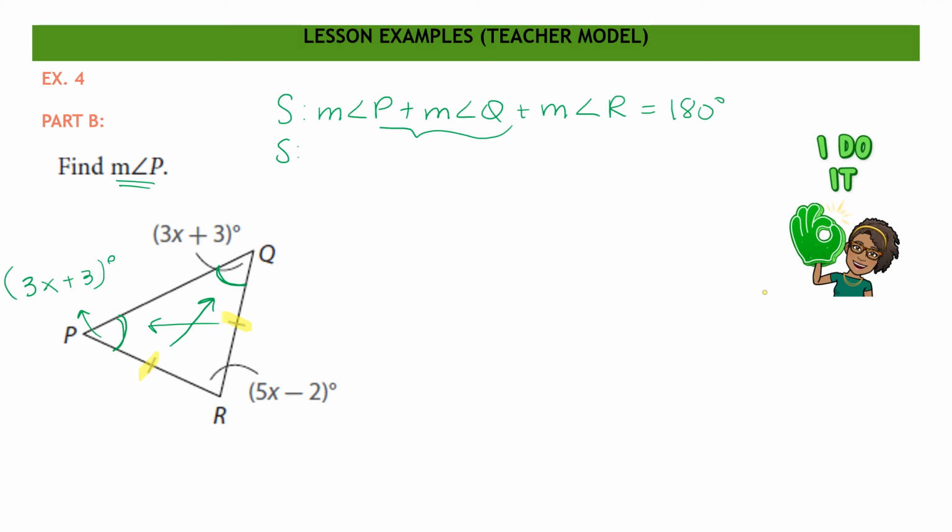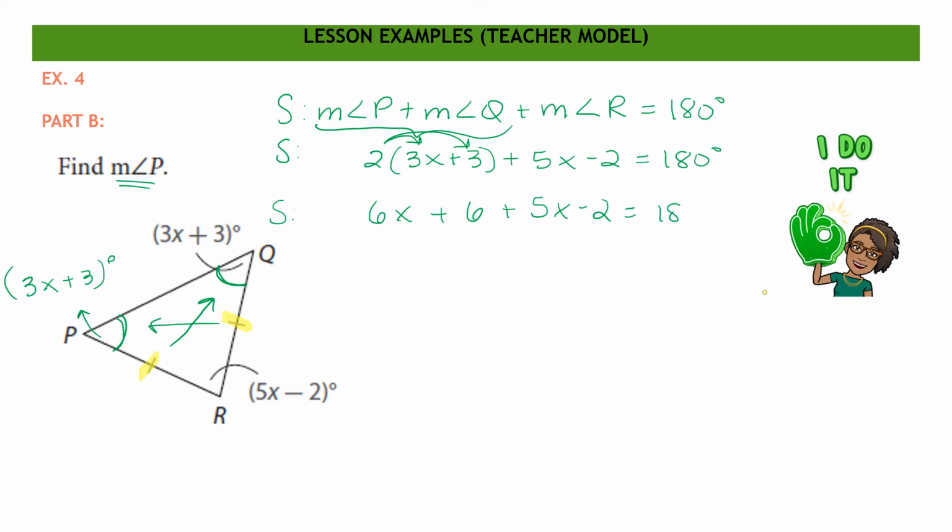We already know that angles P and Q are the same exact angles, so I don't have to rewrite them. I could just say 2 times 3x plus 3 plus the measure of angle R, which is 5x minus 2. That equals 180 degrees. And now I'm just going to solve for x. So we distribute our 2 to everything inside of our parentheses, giving us 6x plus 6 plus 5x minus 2 equals 180 degrees.